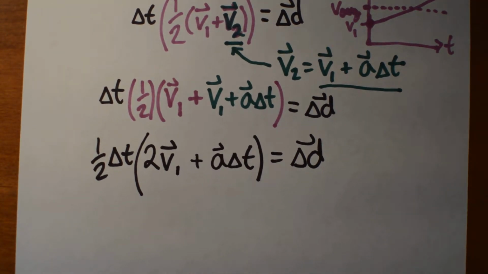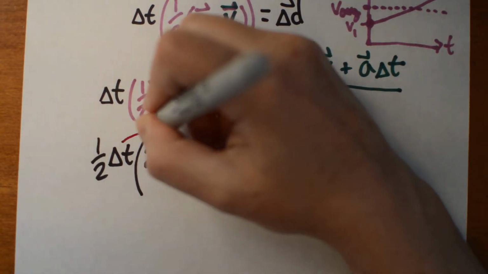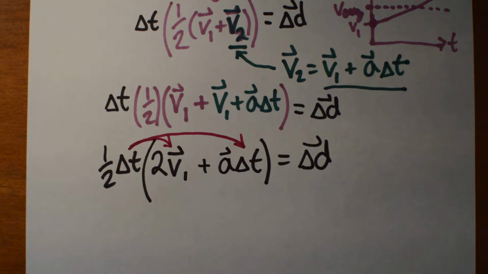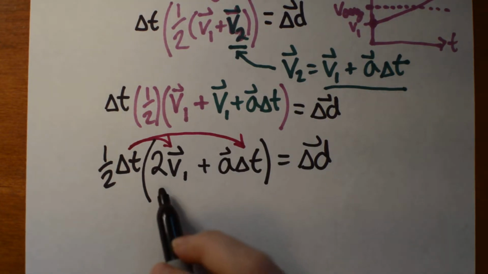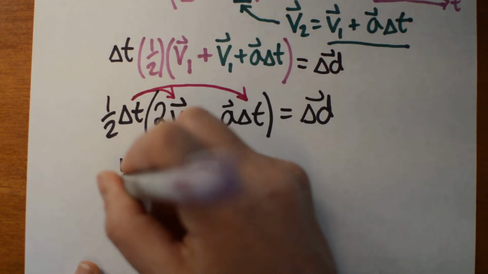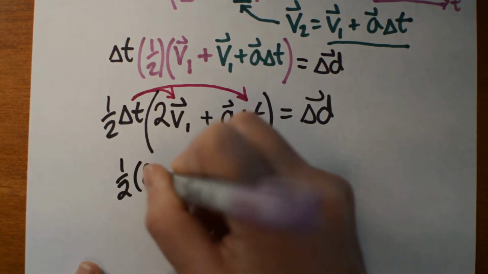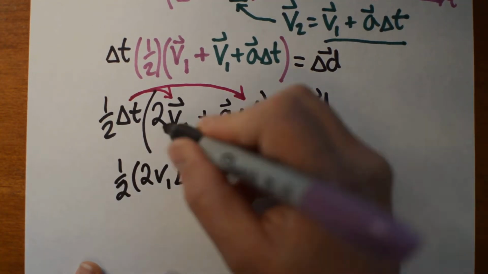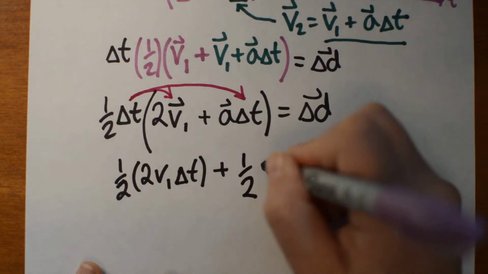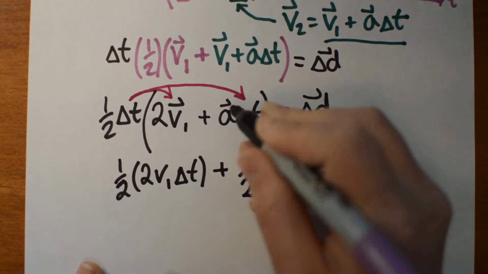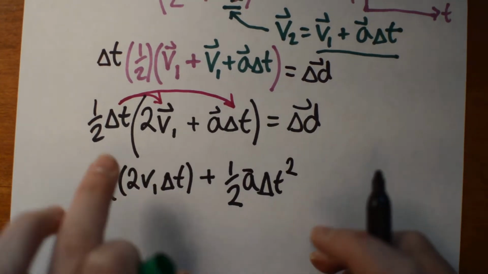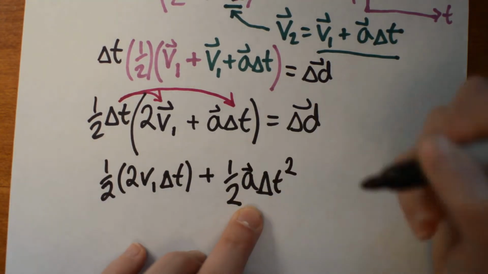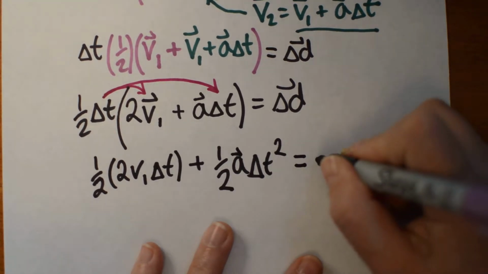Let's do a distributive property. So we're going to take our half delta t and multiply it into our brackets, multiply it by both terms. So a half delta t times our 2v1 is going to be a half times the 2v1 times delta t. That's our first bracket. Our next one, we're going to have a half times an a and a delta t, and then another delta t makes delta t squared, right? So a half, the delta t's multiplied by each other make a delta t squared, and an acceleration is all in that term. And on this side, I still have just delta d.